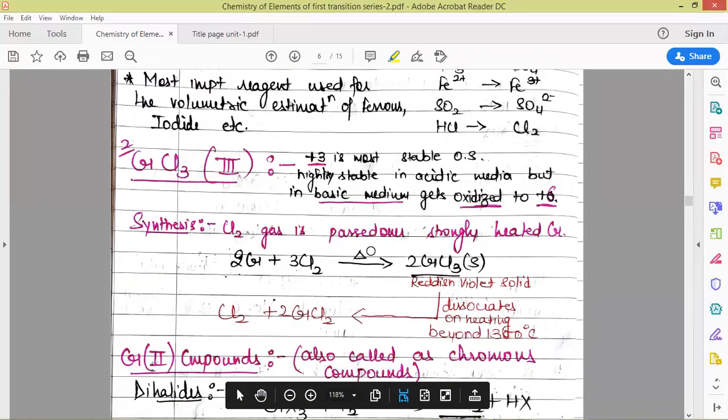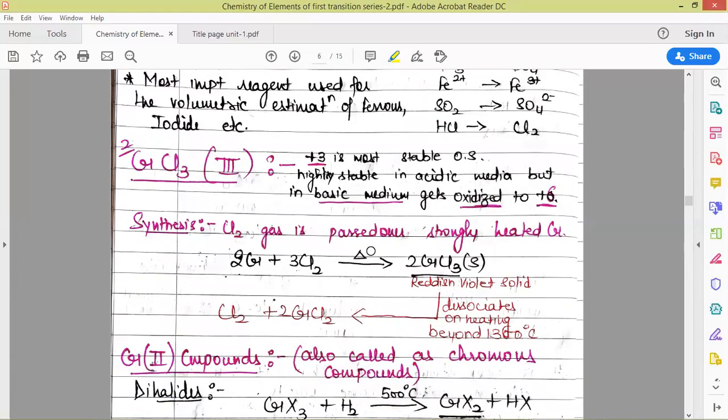It is highly stable in acidic media as well, but in basic medium, the +3 oxidation state compounds get converted to +6.